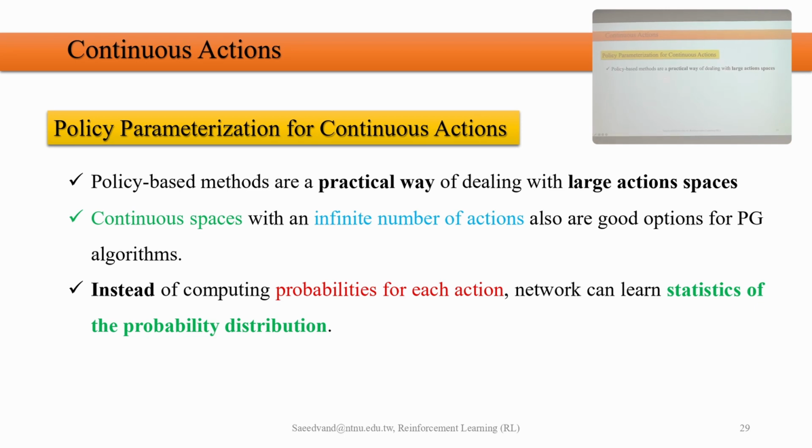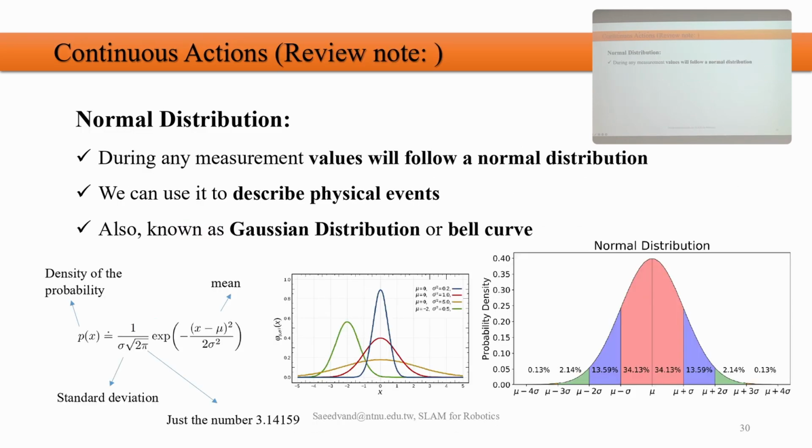Policy-based methods are a practical way of dealing with large action spaces because they can consider continuous action spaces. In continuous spaces, we have an infinite number of actions, even for one, and they are good options for policy gradient algorithms. Instead of computing probabilities of each action, we learn statistics of the probability distribution. And what does that mean? It means we need to have a look at the Gaussian distribution. If you remove the Gaussian, normal distribution from computer science and robotics, we would fall down. It's a very nice distribution.